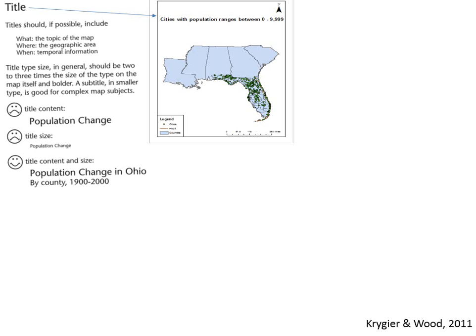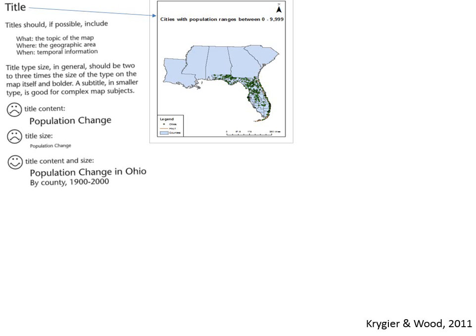For example, the map that we see here says cities with population ranges between 0 and 9,999. Looking at the map, we might imagine that this is only talking about Florida cities, but we're shown a lot of the southeastern United States, and I'm not sure why we're shown that, and why we're not shown North Carolina, right? What was the decision made for these ones? We could infer that we're talking about Florida, but it'd be better to actually put Florida in the title.